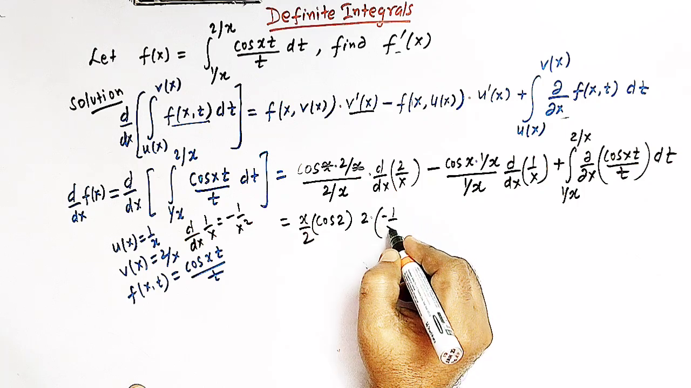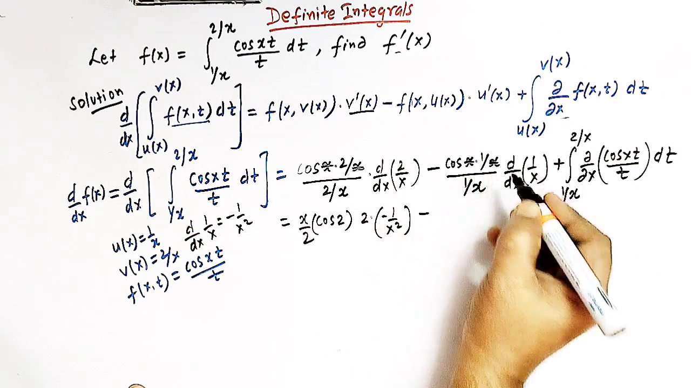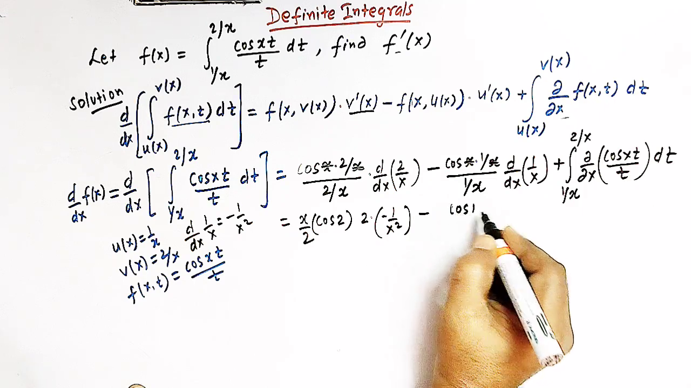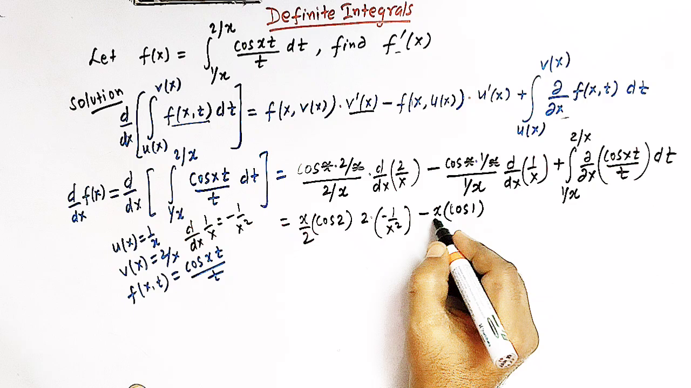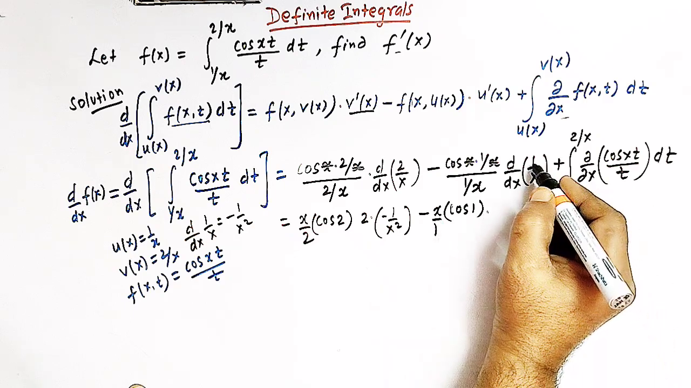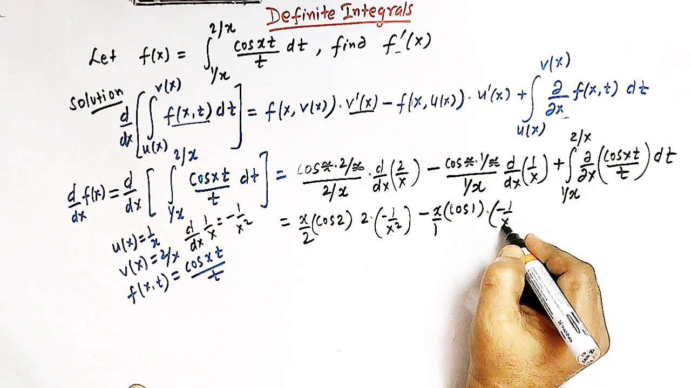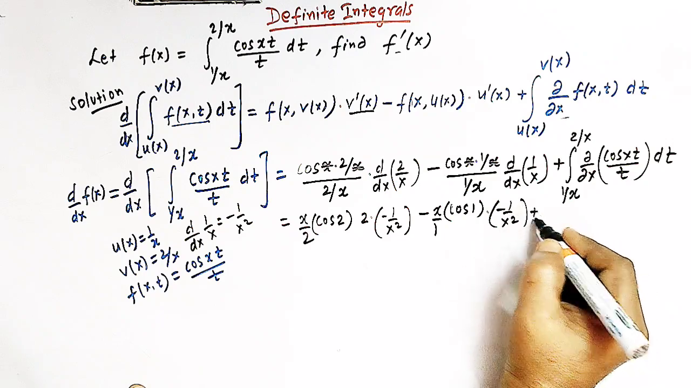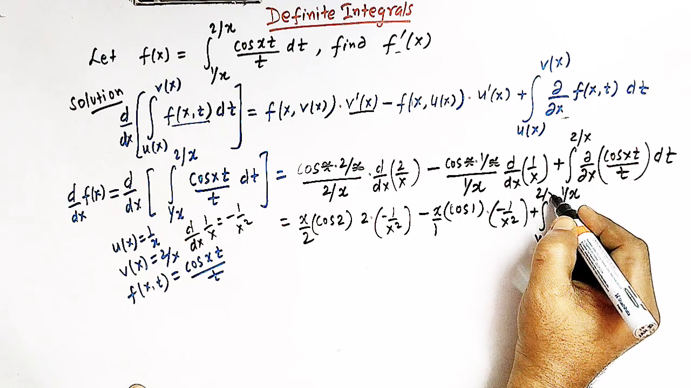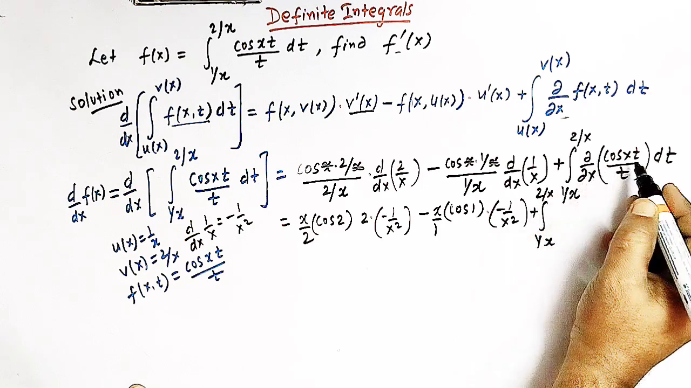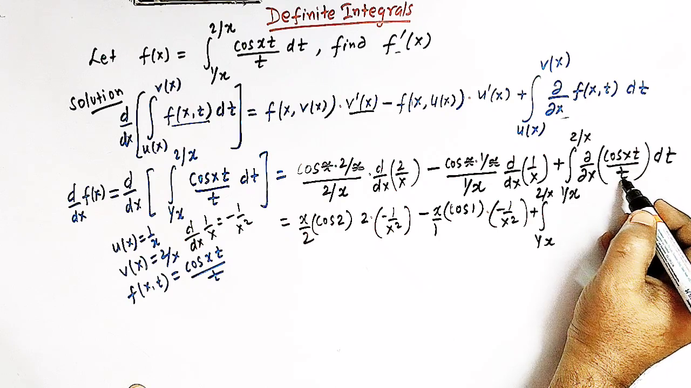So here we have minus 1 over x square, and here x and x get cancelled, so we have cos of 1, and taking this x to the numerator we have x over 1, and here we have the derivative of 1 over x as minus 1 over x square, and then we have the integral of 1 over x to 2 over x, and the partial derivative of cos xt over t, right?